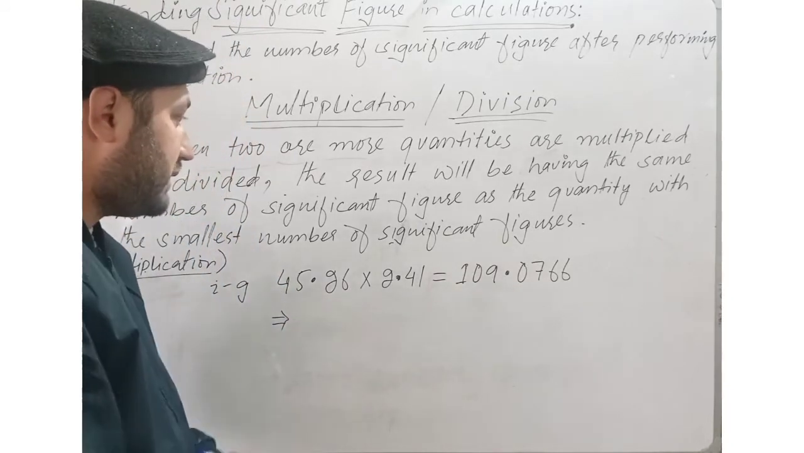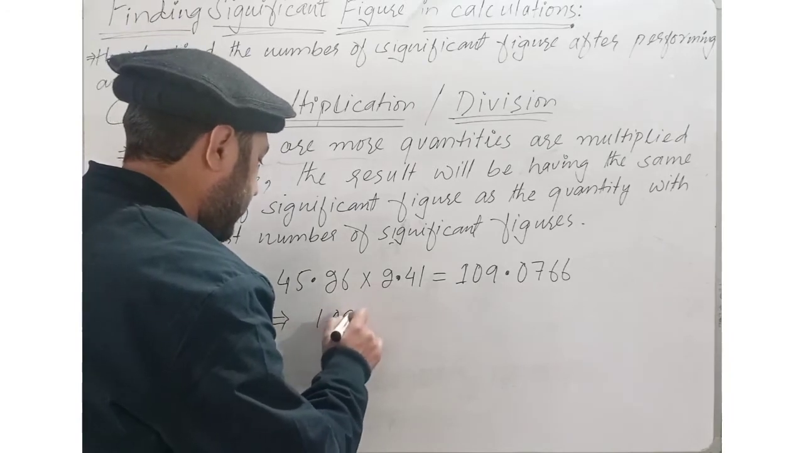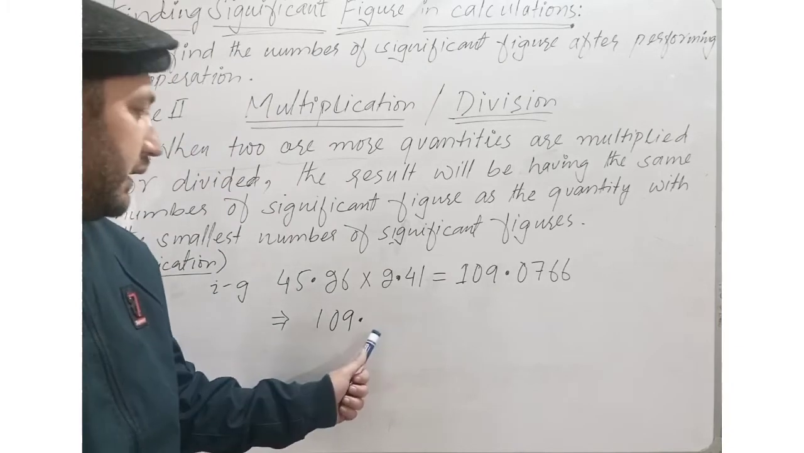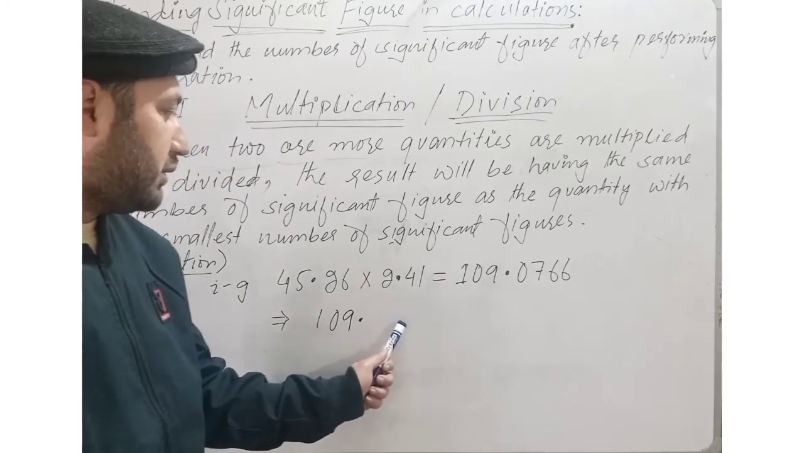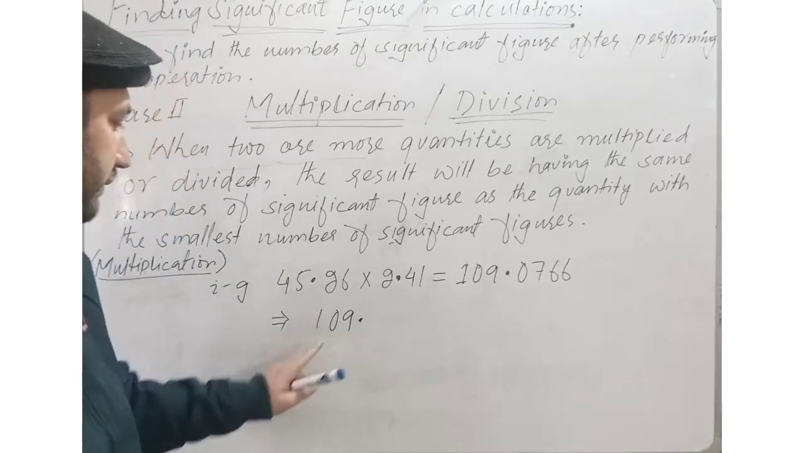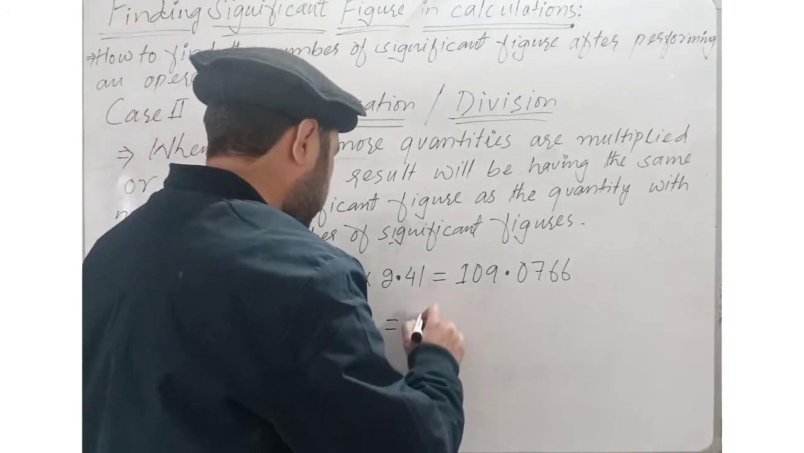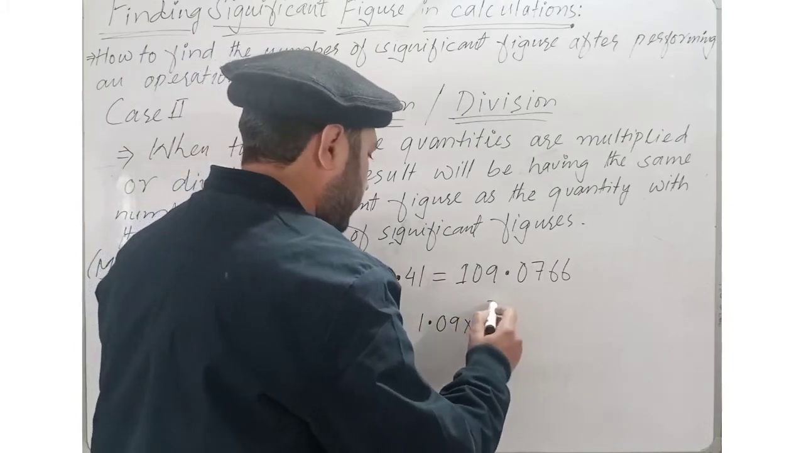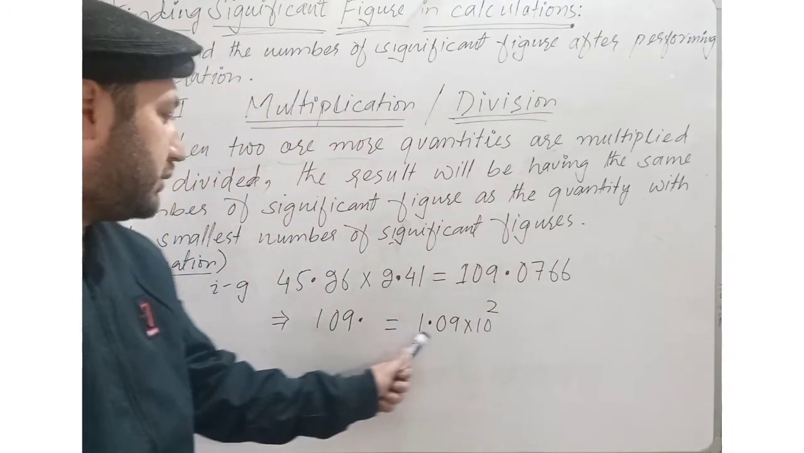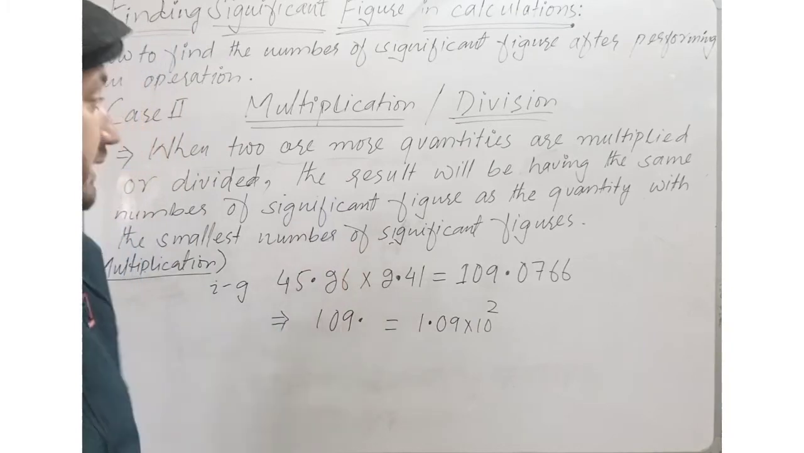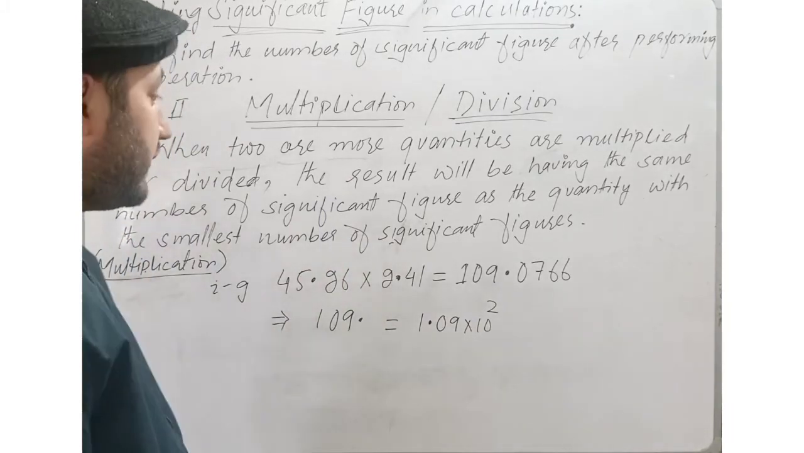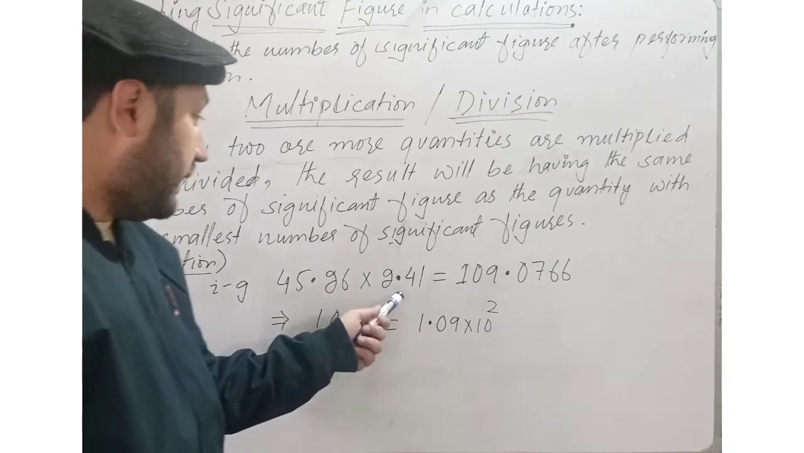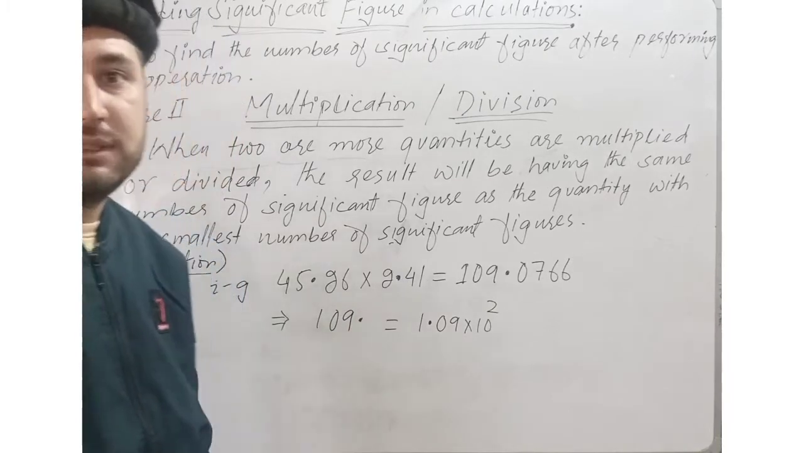So we can write our result as 109 point, and after the decimal point we are not supposed to include any zeros, because if we include zeros, then those zeros are considered significant figures, right? So this will be our result, and we can write this value in scientific notation as 1.09 × 10^2. You can see both these values have 3 significant figures. So in the case of multiplication or division, we can confine our result to the number of significant figures which matches the quantity having the least number of significant figures.